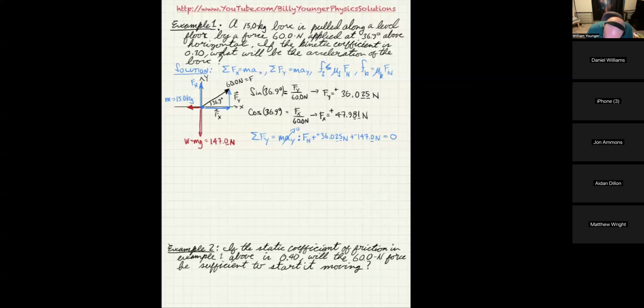So all this one allows me to do is to figure out the normal force, which is clearly 147, because when it comes to the right hand side, it'll be positive.